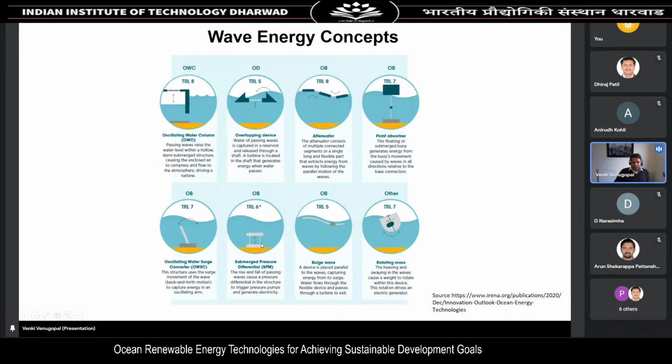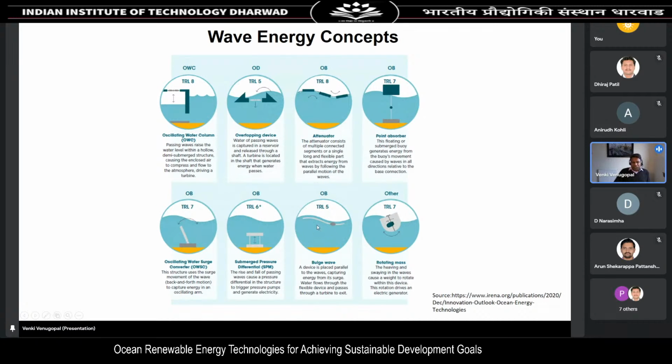And the submerged pressure, this is a concept. It works on when waves move up and down, or during the wave trough, there is a pressure exerted on the surface. The structure here is pressed down, and during the trough, it is pressed up. So the continuous up and down movement is being used here to produce electricity.